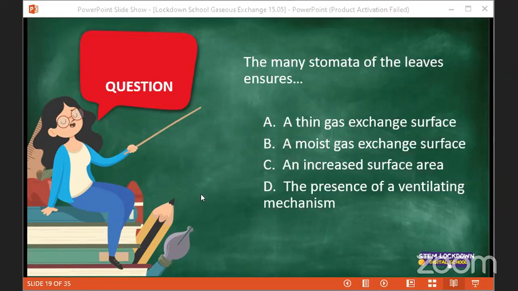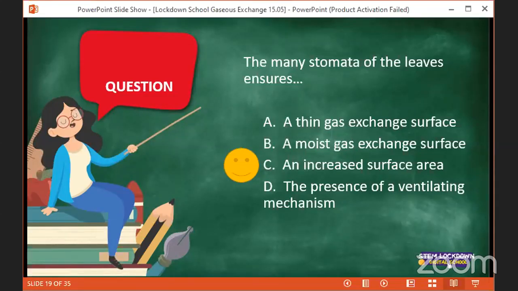Right. Let's see what the answer is. So the answer is C, an increased surface area, right? Okay, so I've got an answer, which was D. Others said D and others said C.